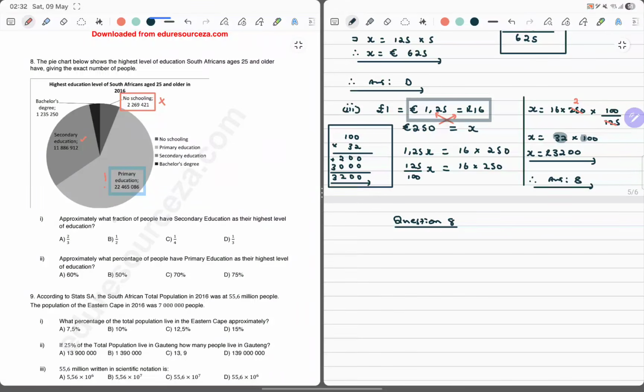Anyway, approximately what fraction of people have secondary education? We see now. What fraction of people have secondary education as their highest level of education? So we're talking about these guys now.